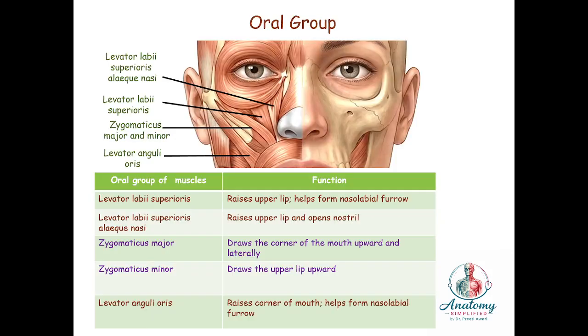We have oral group. We have many muscles in the oral group. First, we will see the muscles in the upper part. Let us say related to the upper lip. We have levator labii superioris. So this is the levator labii superioris muscle. The muscle fibers are going vertically. When it will contract, it will raise the upper lip and open the nostrils also.